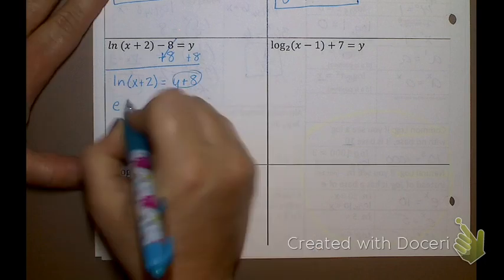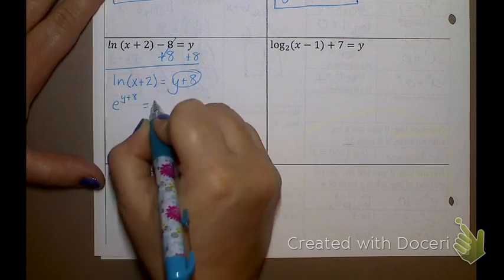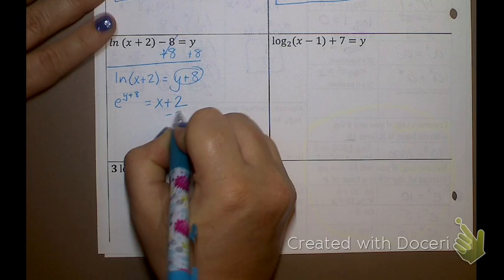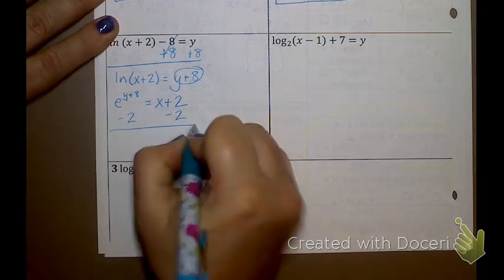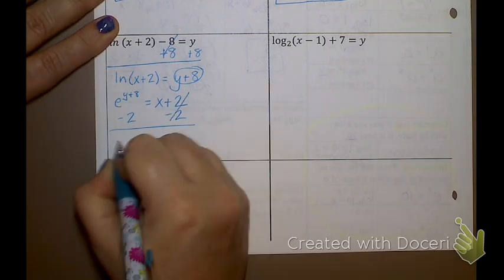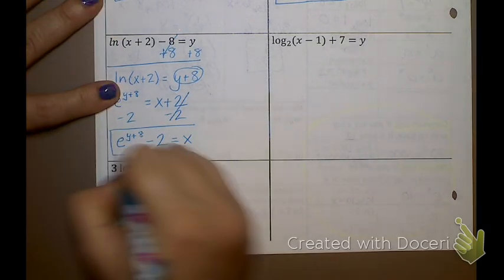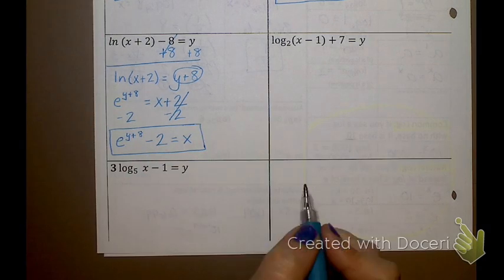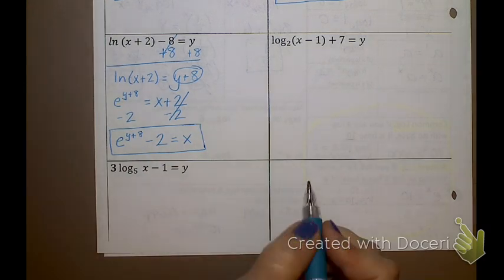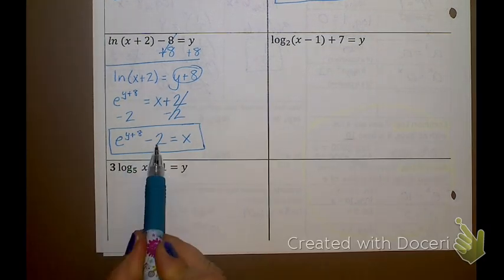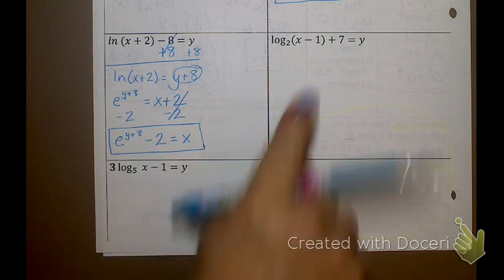And finally, my last step, subtract 2, because I got to get x by itself. So e to the y plus 8 minus 2 equals x. So you have to be incredibly clear about what is a part of the exponent and what is not a part of the exponent. All right, you try this guy.